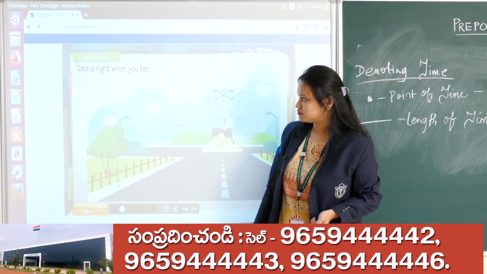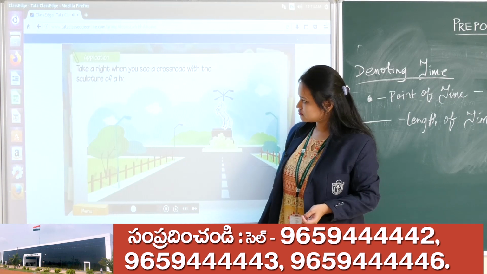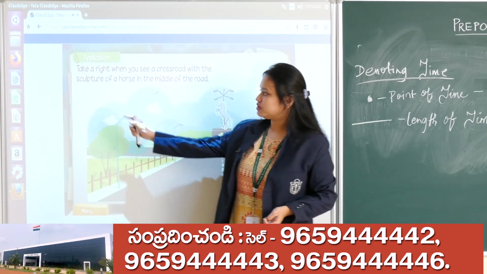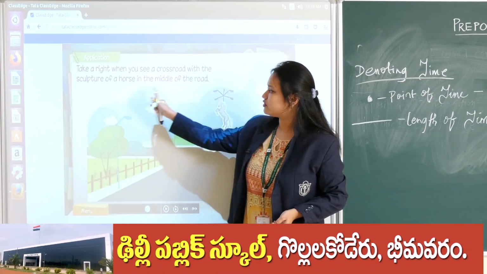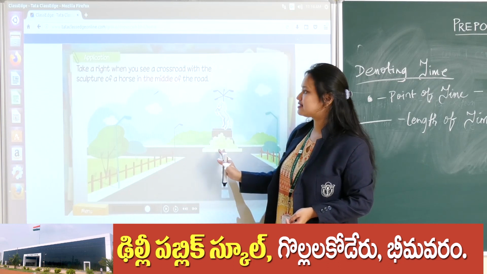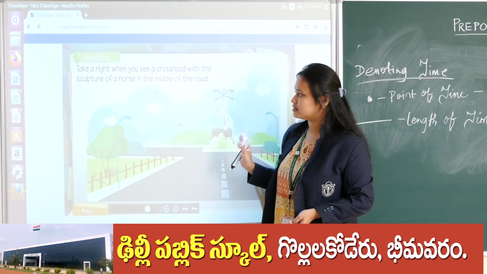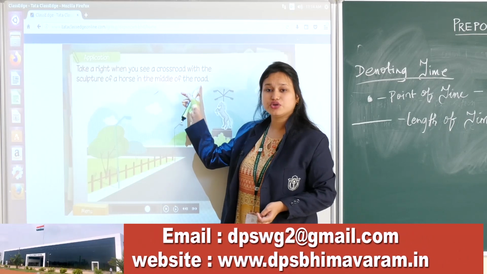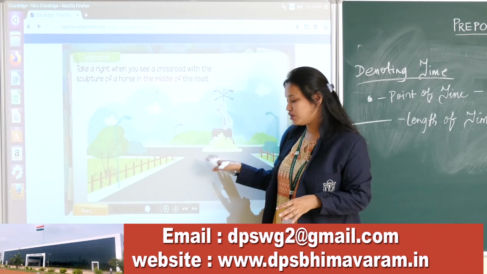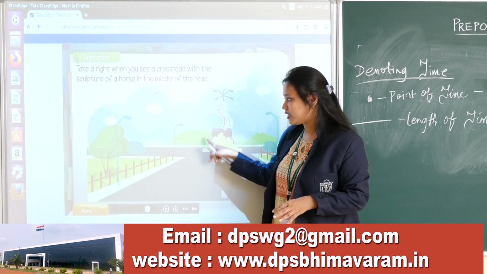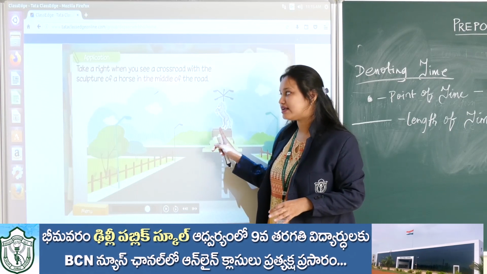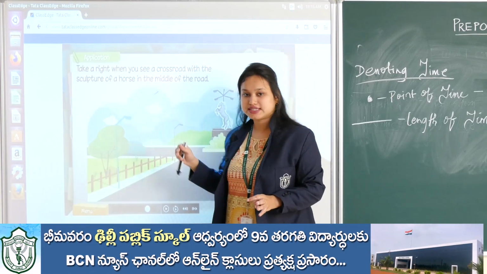Take a right when you see a crossroad with a sculpture of a horse in the middle of the road. So take a right when you see a crossroad with a sculpture of a horse. The person is intended to take a right here. Okay, in the middle of the road. In the middle means it is saying the place. The road is continuing. In the middle of the road, one statue is placed there. So it is talking about the placement of the statue. That means it is a preposition of place, right?